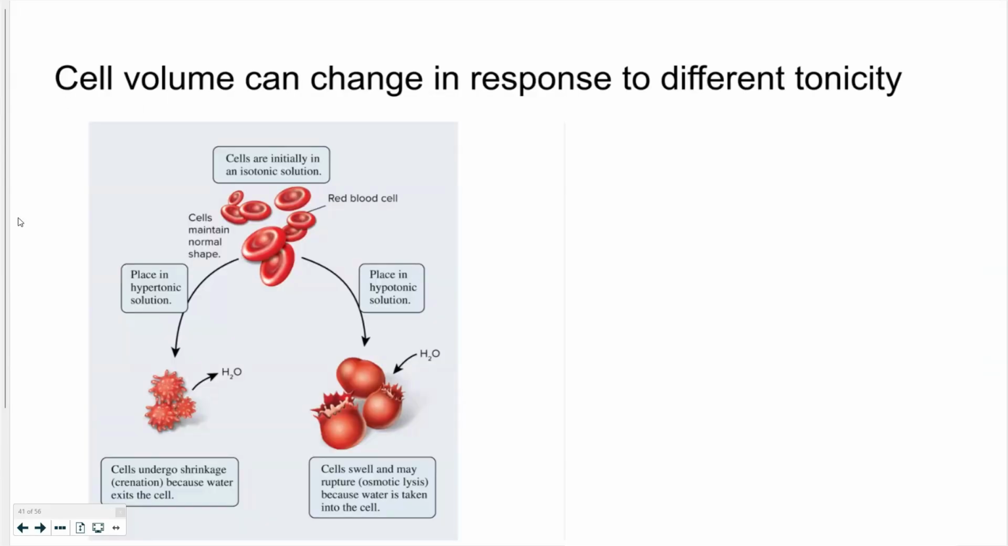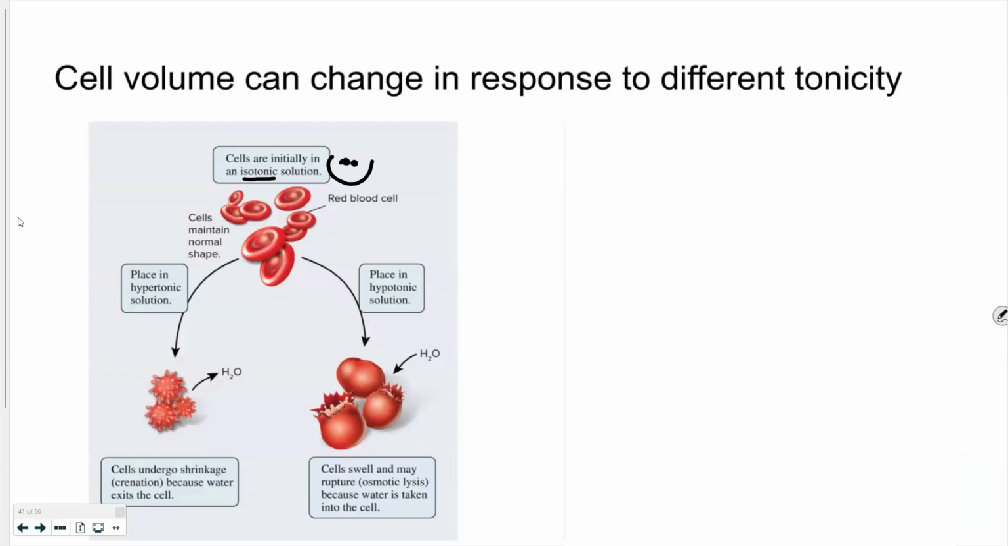I'm going to spend a little bit of time on this slide. Okay, so when our cells are in an isotonic solution, water is entering and leaving the cell at the same rate. Okay, in an isotonic solution, cells are happy. The cells are maintaining their normal shape. Everything's cool. It's all good.